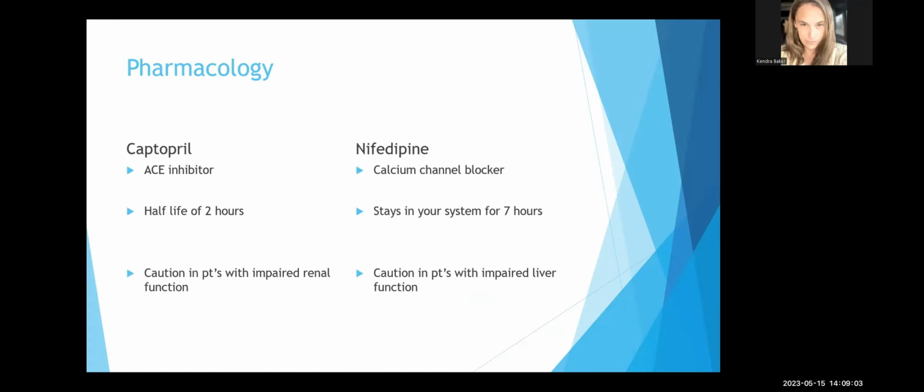So captopril, for those of you who aren't familiar with the different medications, is an ACE inhibitor. It has a very quick onset and a half-life of only 2 hours, which is why we like to use it for our first-line medications. You do need to be cautious if you are giving this to a patient who does have impaired renal function. And then our second line of medication is nifedipine. It is a calcium channel blocker. It does stay in your system for up to 7 hours, which is why we like to use it as our second choice medication. And for this one, it's okay if the patient has a bit of impaired renal function, but we want to be watching for impaired liver function in these patients.